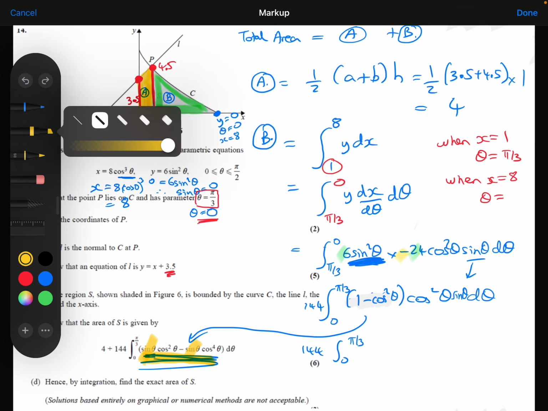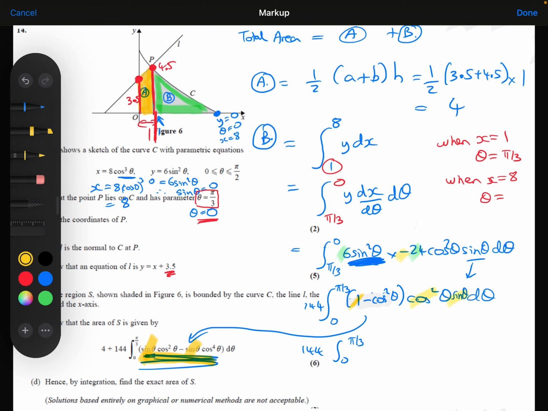Right, let's expand this back out. So I've got 1 times cos squared times sine, so that's going to be sine theta cos squared theta. And then I've got the minus cos squared times cos squared, so that's minus cos to the power 4 times sine. So there we go, and that seems to match up with what I needed now. So therefore my total is a plus b, so 4 plus 144 lots of this integral.